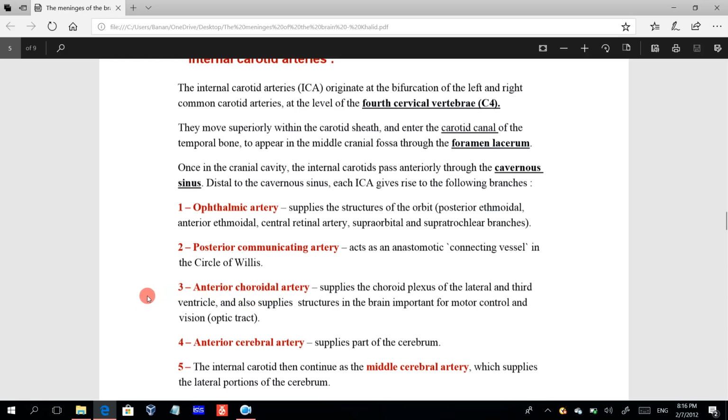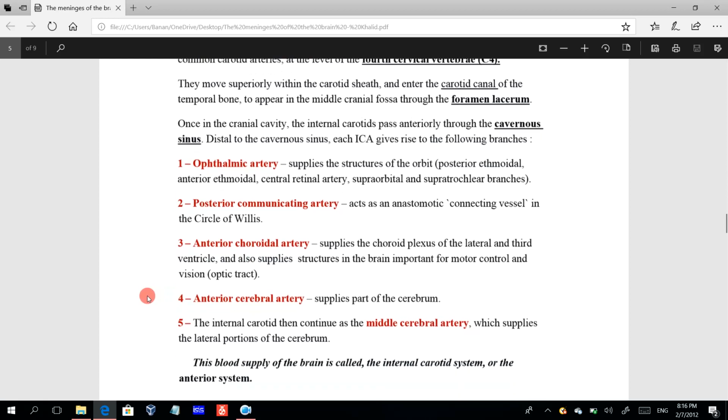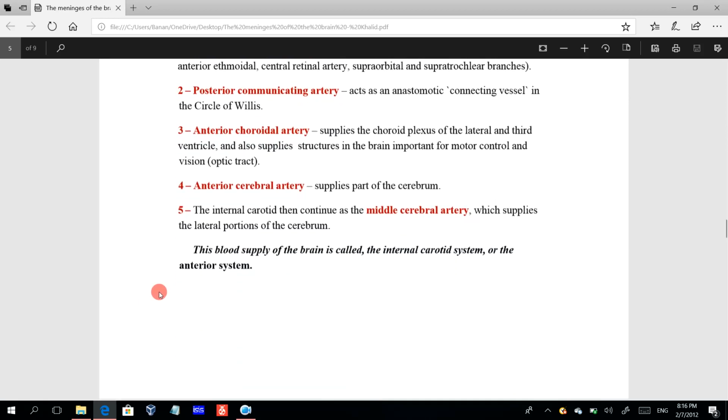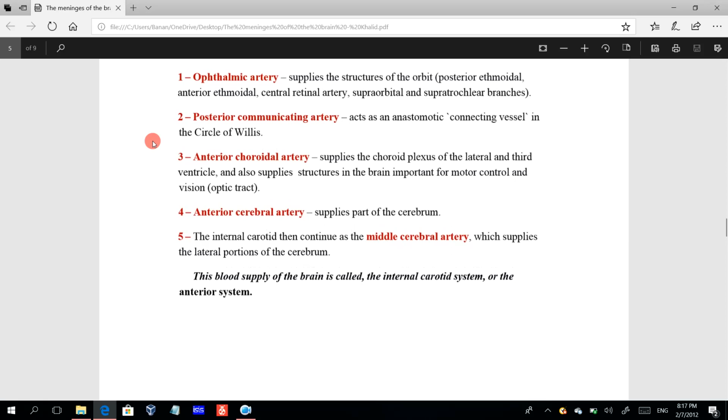The fourth artery is the anterior cerebral artery. Anterior cerebral artery, and of course this supplies part of the cerebrum, the anterior part of the cerebrum, which is mainly the frontal lobe. Then we have the internal carotid artery continuing as the middle cerebral artery, which supplies the lateral portions of the cerebrum. So these are the branches of the internal carotid artery, which is very important.